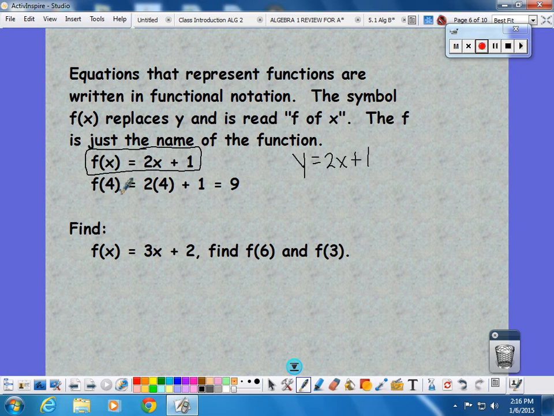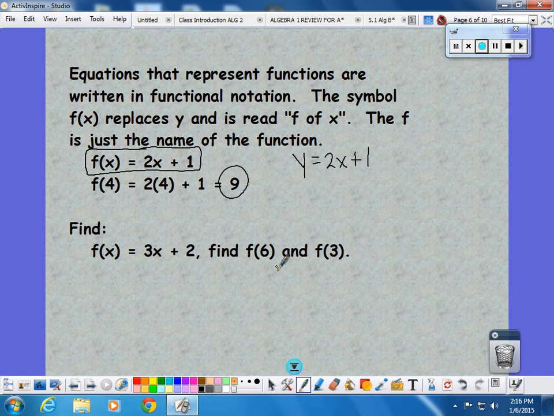So if I'm finding f of 4, that means into the function f, plug in a 4. Take the x out and put a 4 in its place. So instead of 2 times x, I've got 2 times 4, which is what? 8. 8 plus 1 is 9. We evaluated that function at 4, but my answer was 9.